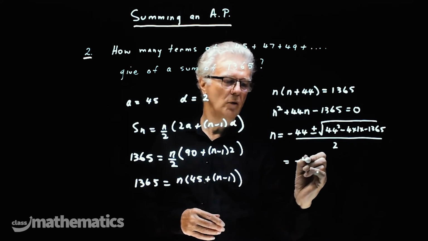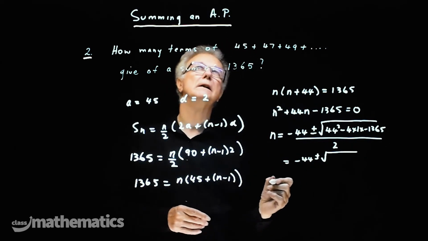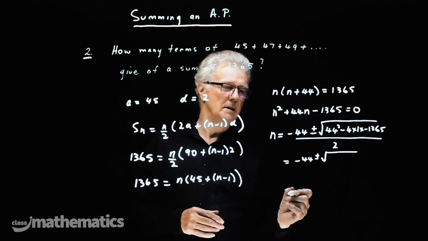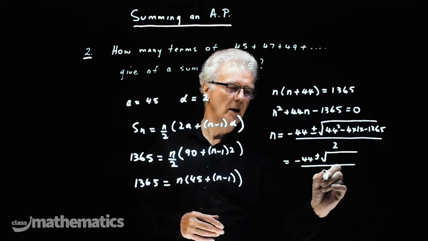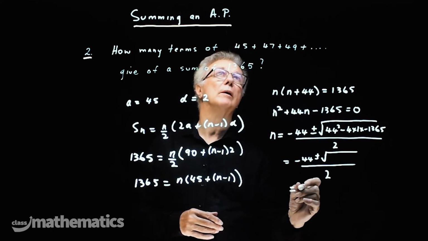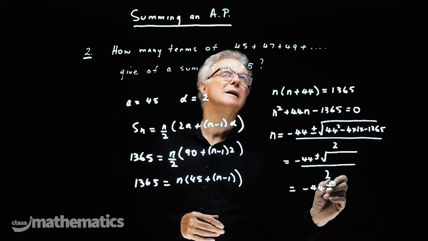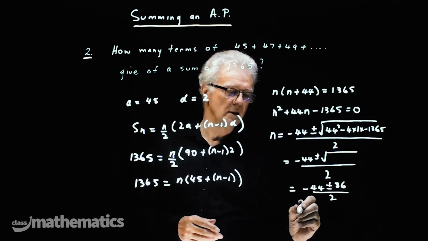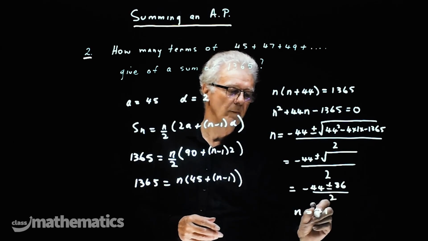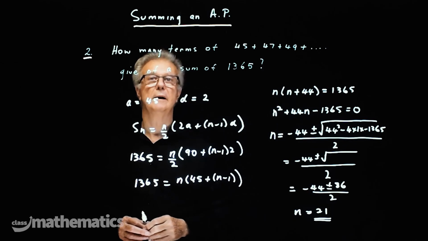That becomes minus 44 plus or minus the square root of, I don't know what that is. It would be something. Bring out the old trusty calculator. And that will give me, when I do work all that out, minus 44 plus or minus, I think it was, 86, all over 2. Now, obviously, you're not going to take the negative one because you can't have a negative n. So the answer is n is equal to 21. So there were 21 terms needed to get a sum of 1365. Done.